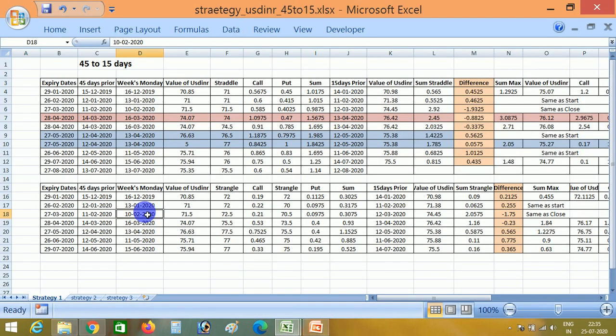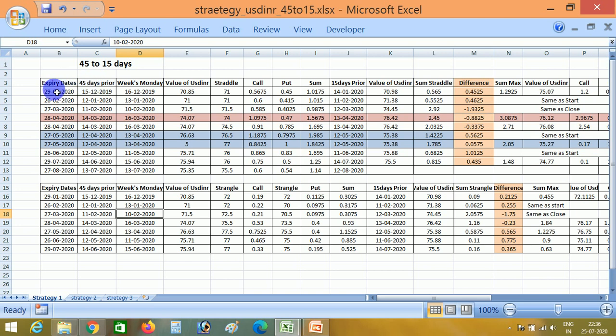Strategy number one, friends, strategy number one is 45 days to 15 days trading. We are holding this strategy for a maximum of 30 days, 25 to 30 days. We place this strategy on next month options, monthly options, 45 days prior.